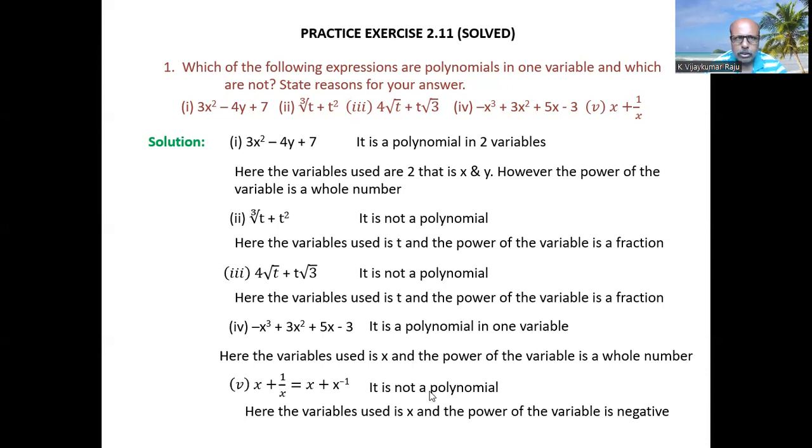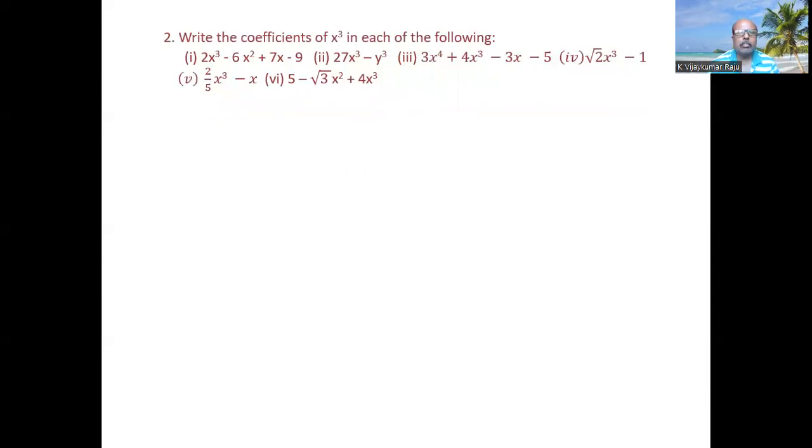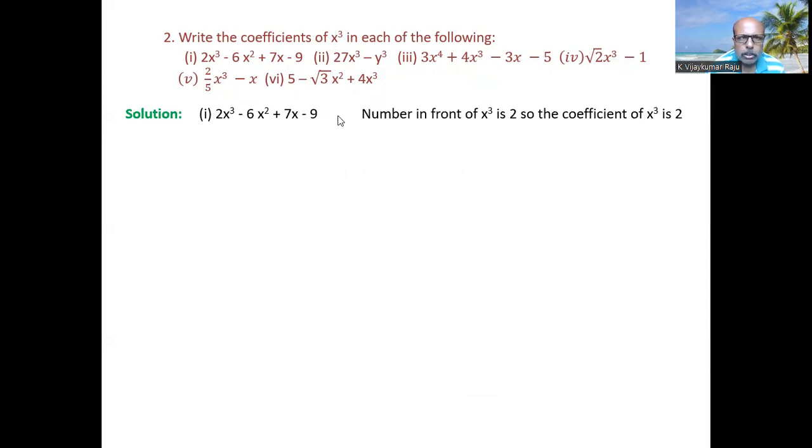So this was the first question I have solved. Now take the second question. Coefficient of x raised to 3 in each of the following. Coefficient means what? It is the number in front of x raised to 3. Number in front of x raised to 3 is the coefficient of x raised to 3. So here x raised to 3 is here. The number in front of it is 2. So the coefficient of x raised to 3 is 2. Second one.